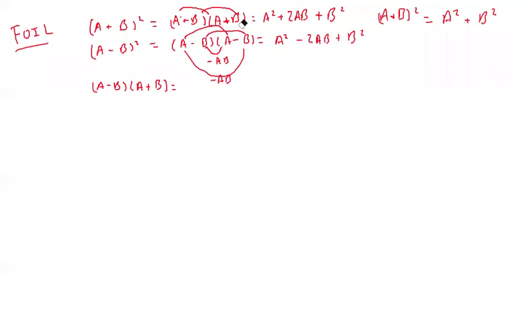But now notice, on this last problem, when I use the FOIL on this, I'm going to get my a squared in front, and I'm going to get my b squared in back. Actually, it's going to be negative b squared, but the two middle terms, negative ab and positive ab, subtract each other away, and I don't have a middle term. This is the difference of two squares.